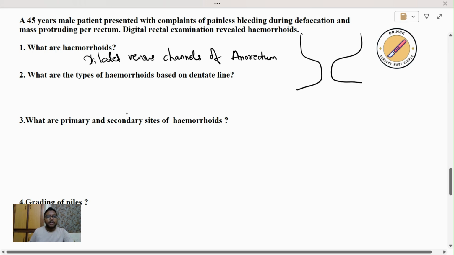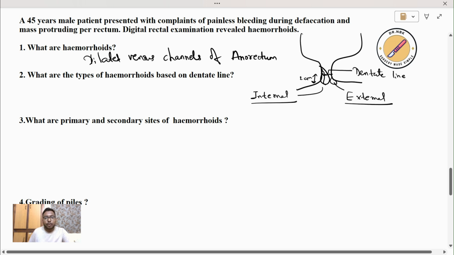Okay, right. What are the types of hemorrhoids based on the dentate line? You know that 2 centimeters from the anal verge there is a line called the dentate line. Based on this dentate line, let's say you have hemorrhoids originating above the dentate line. In such a case, they are called internal hemorrhoids. Okay, right. If the hemorrhoid is originating below the dentate line, they are called external hemorrhoids.